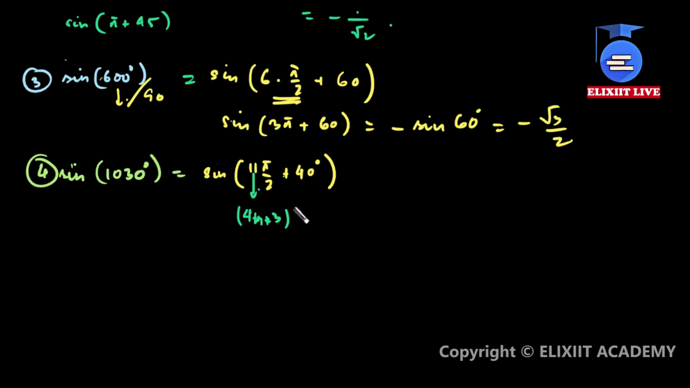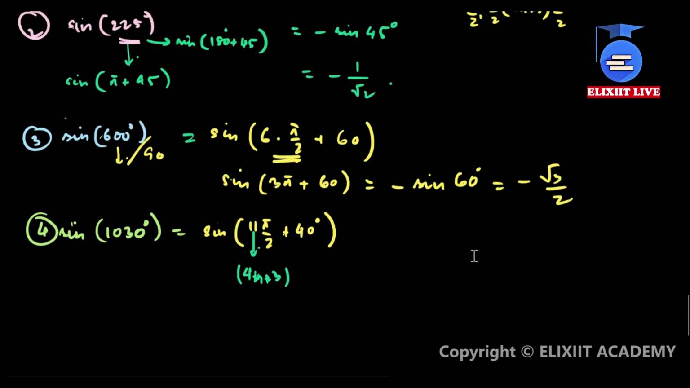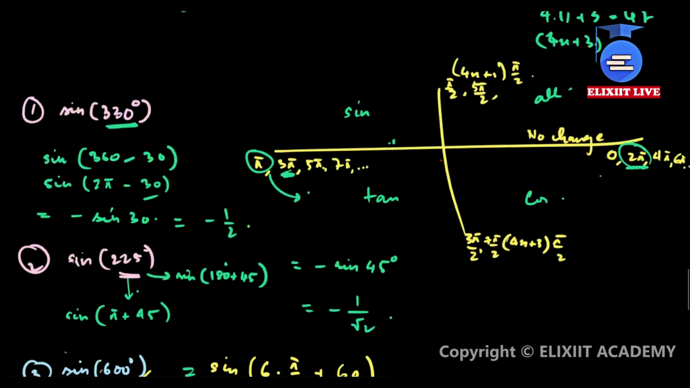You put n is 2, so we'll have 11 pi by 2 plus 40. We can think of it this manner. So it completes 11 pi by 2 rotations this way: 1, 2, 3, 4, then 5, 6, 7, 8, then 9, 10, 11. 11 pi by 2 will lie somewhere over here.